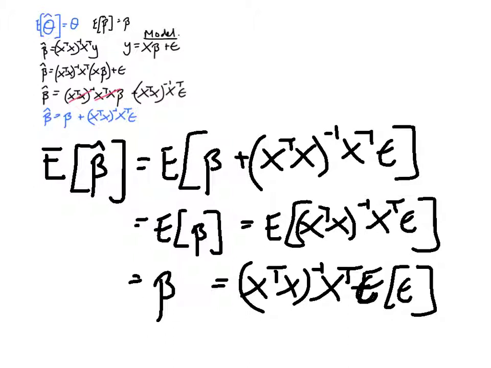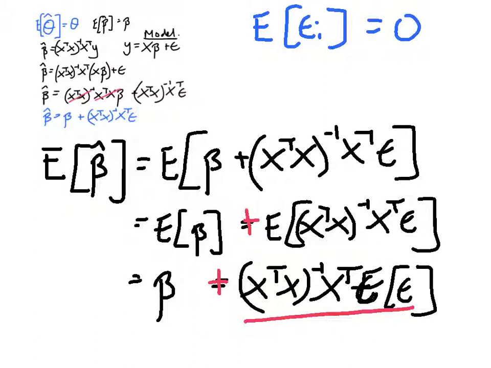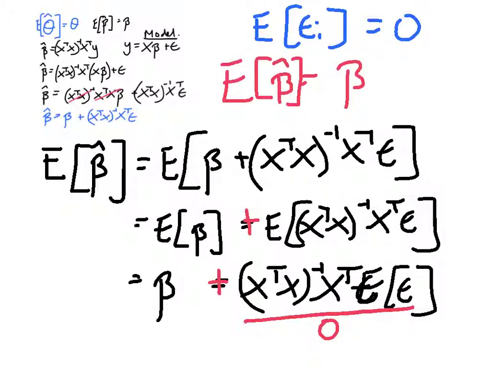Now what we said very clearly in our assumptions at the start was that the expectation of epsilon was equal to 0. We didn't perhaps quite so clearly state that epsilon and X are independent, but the point of that is that when we take the expectation, this last part has expectation 0. So what we've shown here is that the expectation of beta hat equals beta. So we have a linear estimator, it's an unbiased estimator.